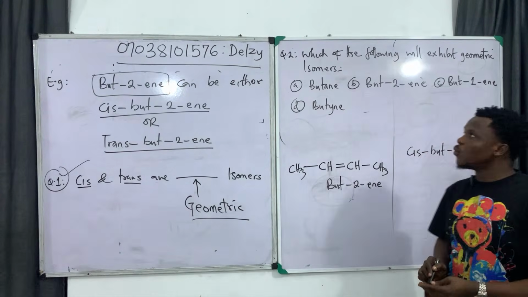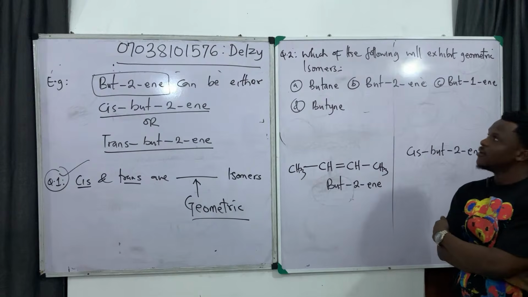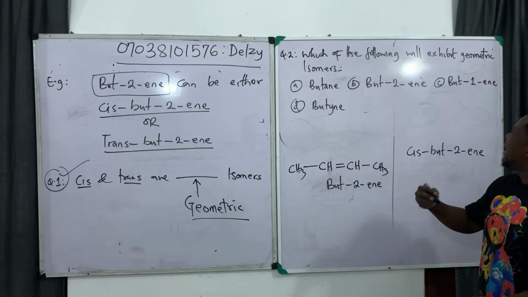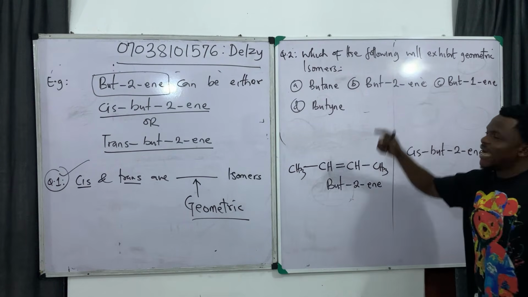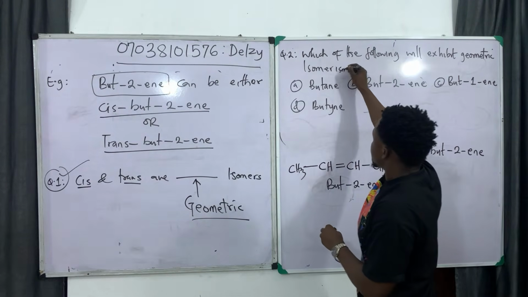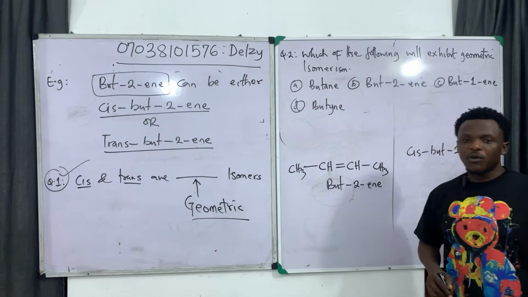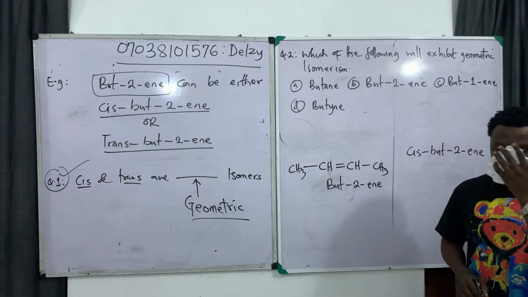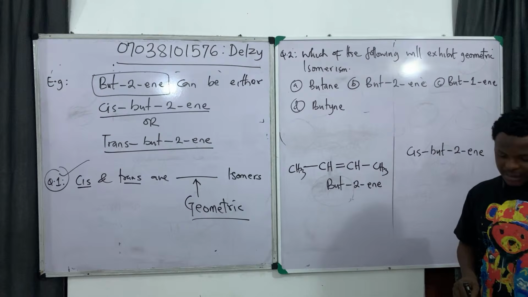Now, this is the second way a question can be asked. Which of the following will exhibit geometric isomers or isomerism? Which of the following will exhibit geometric isomerism?